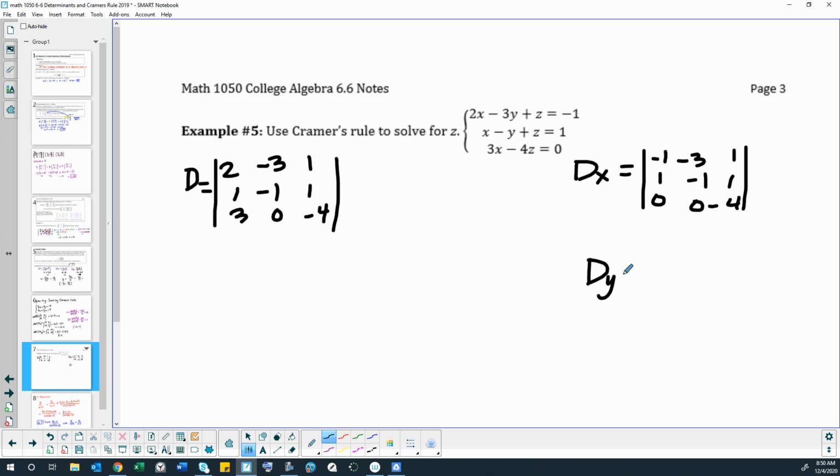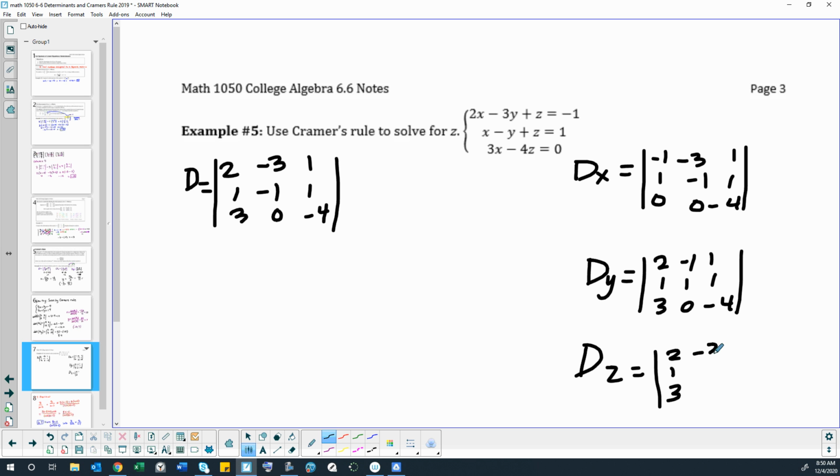And then we would have dy, which would be the same exact x and z columns. So 2, 1, 3, 1, 1, -4, but we're replacing the y's with the constants. So instead of the -3, -1, 0 that is normally our y column, I'm putting in the constants -1, 1, 0. And then dz would be the same x and y as this one. So 2, 1, 3, -3, -1, 0. And then we put our constants in for the z. So -1, 1, 0.